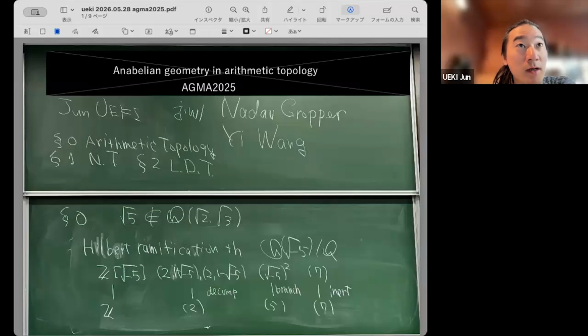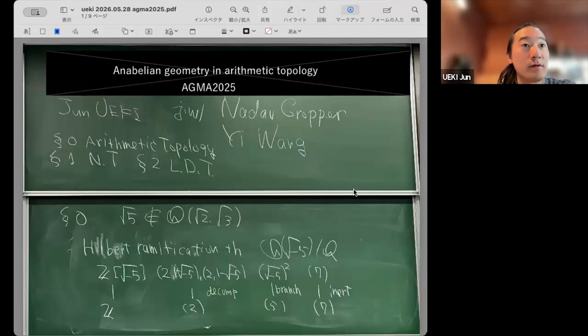I'm going to talk about Anabelian geometry and arithmetic topology. Several years ago, maybe 5 or 6 years ago, I gave a talk about Chebotarev link in Kiev. And today's talk is a continuation of that former talk.